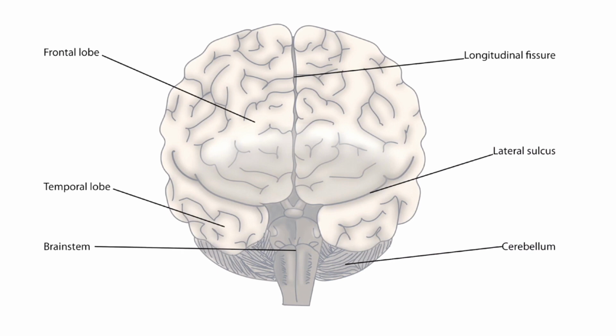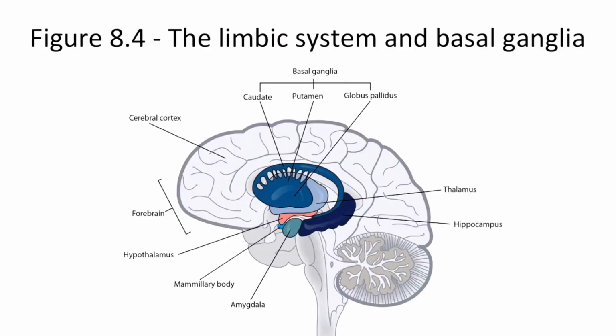If we cut the brain sagittally, slightly laterally to the midline, like this, and look at the brain from this angle, we can more easily see the hippocampus and the amygdala. This is figure 8.4 from your text, which is a lateral view of the limbic system and the basal ganglia. Again, this is a sagittal section of the brain, just lateral to the midline.